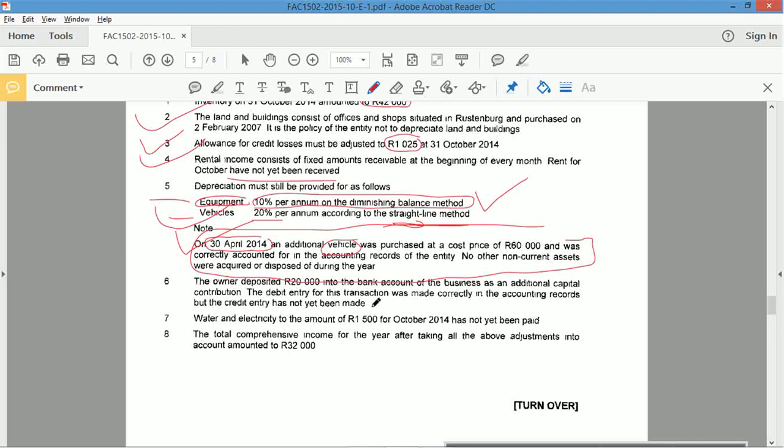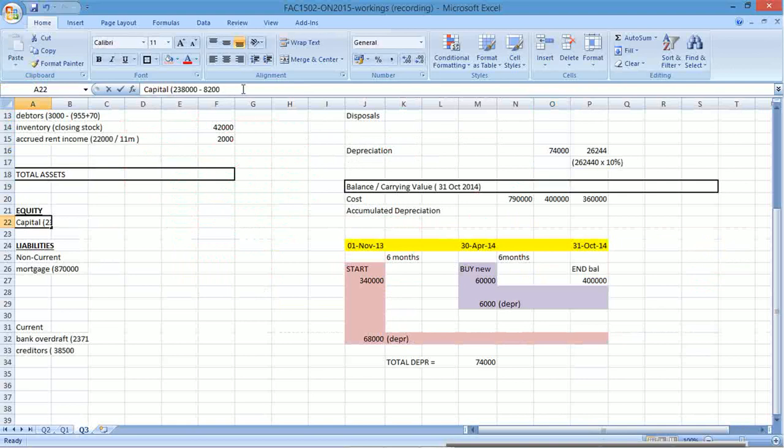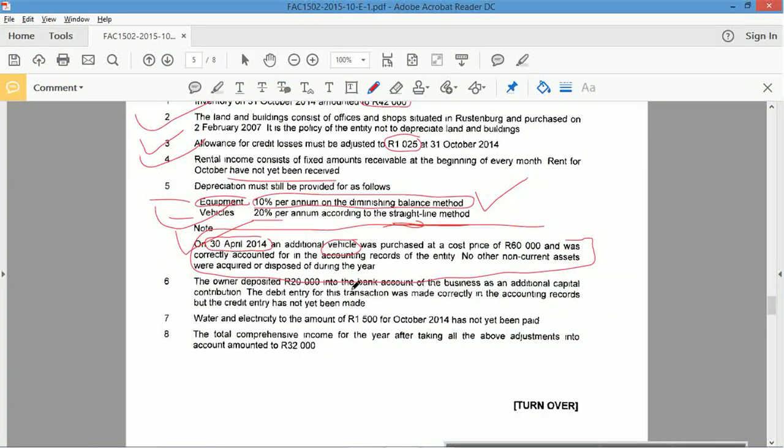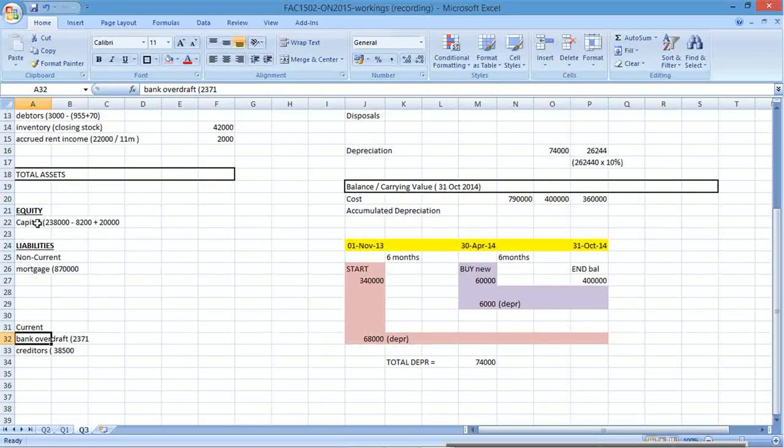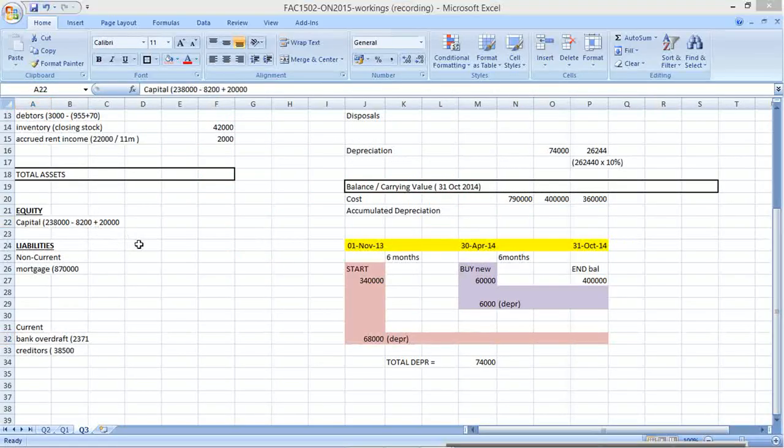The owner deposit 20 into the bank account of the business as an additional capital contribution. Okay, so additional capital contribution plus 20. Bank's going to go up. Where's bank? Here's bank. Okay, so bank is going to change from an overdraft to an asset. Okay, he's depositing 20,000 into the bank account. The debit entry for this transaction was made correctly. So you've captured the bank. Okay, but the credit has not been made. So all you have to do is just show the plus 20 under capital.